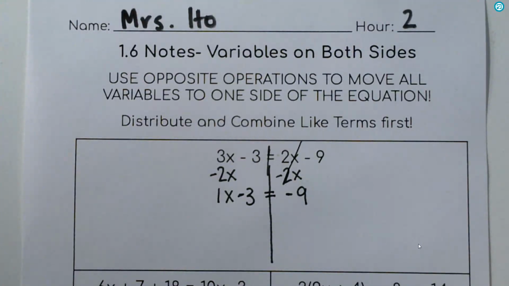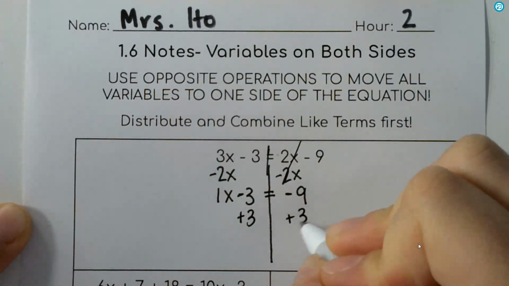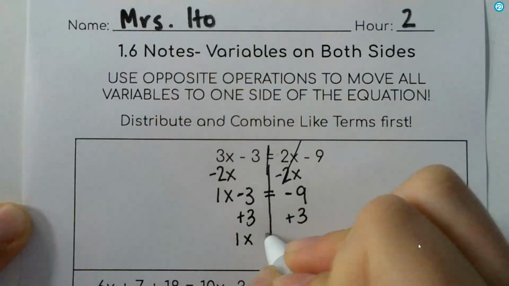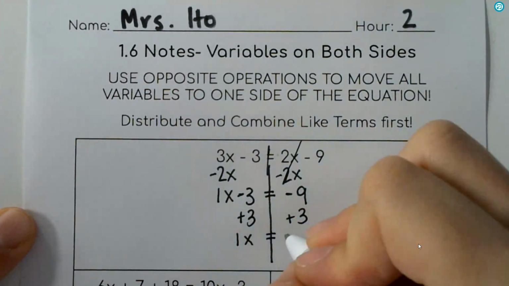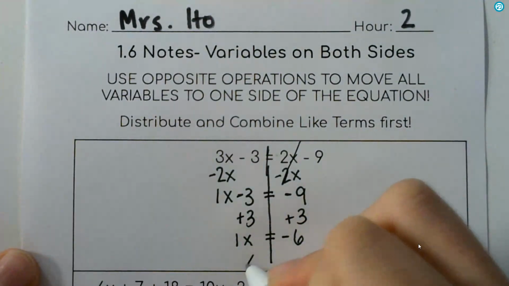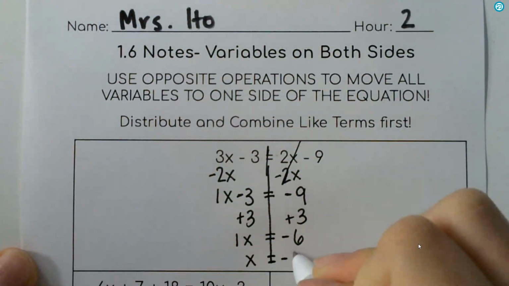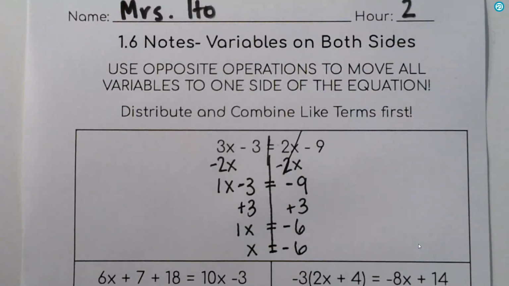Okay, from there, it's a normal equation, what we've been doing since 1.1. I'm going to add 3 to both sides. I have 1x equals negative 9 plus 3 is negative 6. And then I don't actually need that 1 in front of my x. 1x is just x. So x equals negative 6 on this one. We could show ourselves dividing by 1 if we wanted, or just like we could add in those imaginary ones, we can take them away.